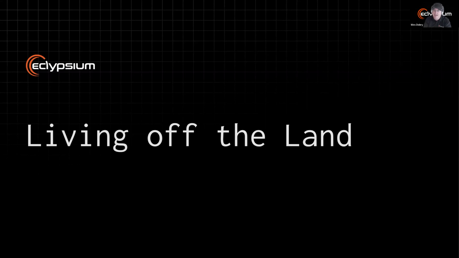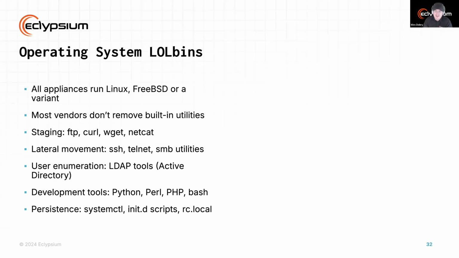So a next area where we see these attackers is simply living off the land within the devices. And again, just to go back, we find most appliances are running Linux, FreeBSD, or some variant of those. We also find that once you get out of their built-in shells, they don't generally remove built-in utilities. They leave a lot of different tools and things that they used in their build components, or that are used by other things they're doing on the appliances.